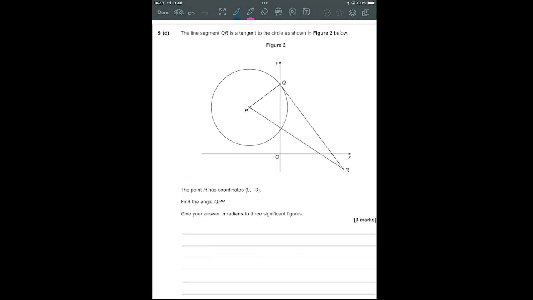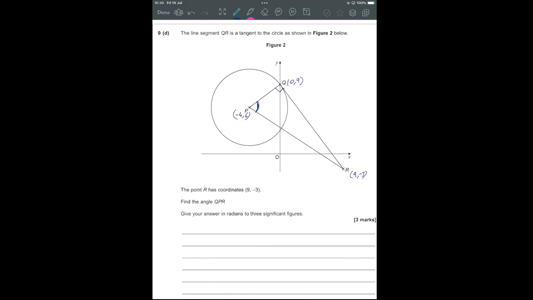Question part D. The line segment QR is a tangent, okay? The point R has coordinates 9, negative 3. I'm also going to label on all the other coordinates that I know, just as I'm expecting that to be useful. Find the angle QPR. So I'm looking for this angle here. Well, it's a right angle triangle because we have a radius and a tangent.